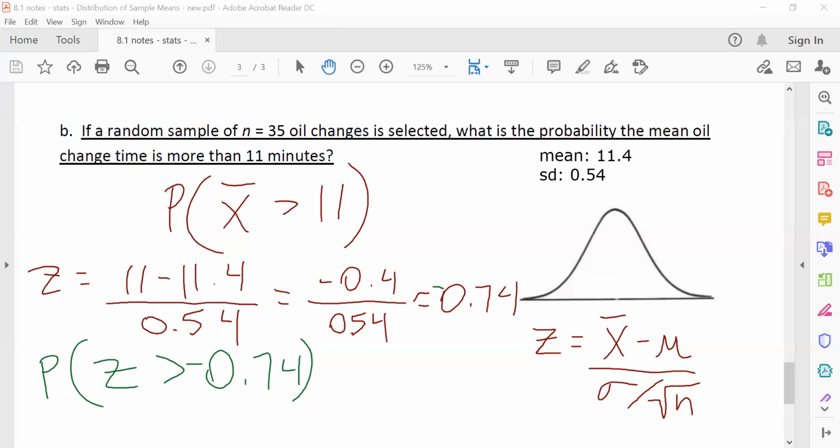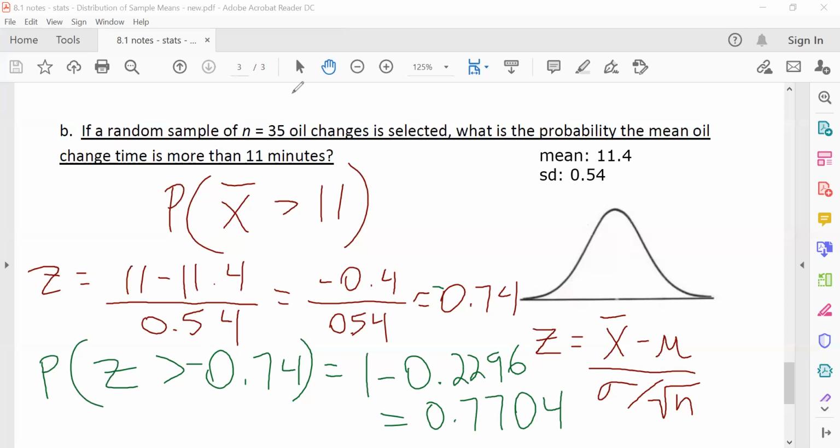But 0.2296 is the probability of being less than it, so we need to do 1 minus 0.2296. And you're going to get, well, if you did 0.23, it'd be 0.7704. And that's our probability.